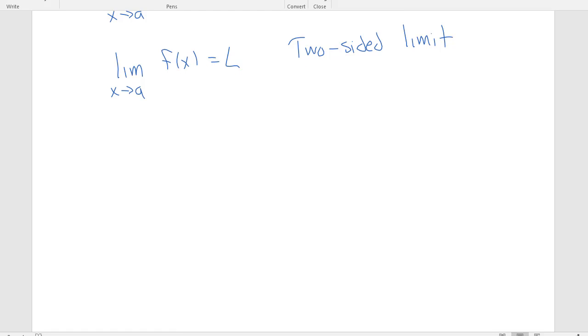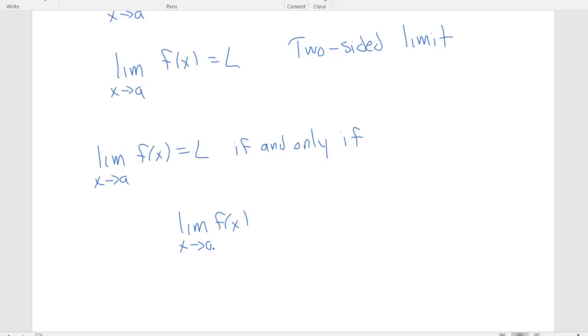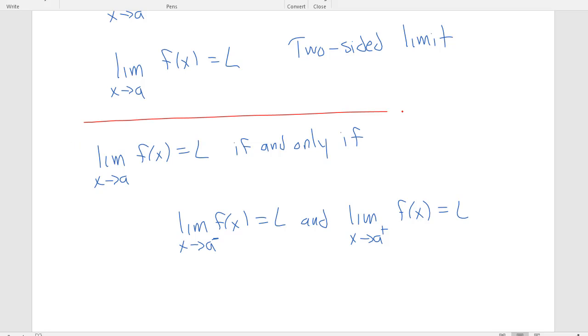All right, so every textbook has a formal definition of a 2-sided limit. And it usually goes something like this. It usually says that the 2-sided limit of a function will equal L if and only if both of the one-sided limits equal L as well. So the limit from the left would have to also go to L, and the limit from the right would have to have the same value. So this is the formal definition of a 2-sided limit.